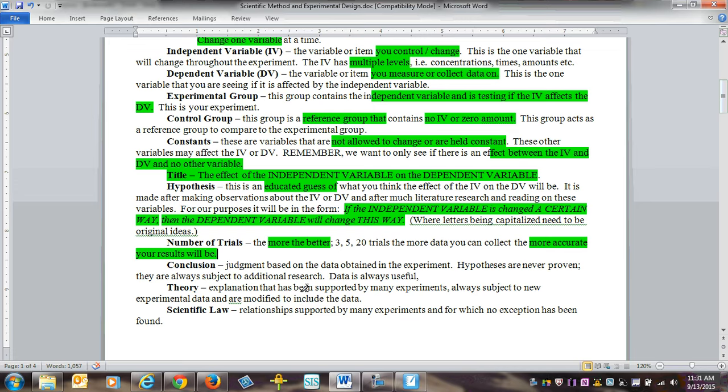Conclusion, this is just the judgment based on the data obtained. Okay, remember the hypotheses are never really proven because they are always subject to additional research. And very important here, any data is always useful. Even if you say, you know what, there's no effect between salt concentrations and freezing point. Okay, that does tell us something. There's no relationship, so we don't have to worry about it. So 0 or no results, that is data.